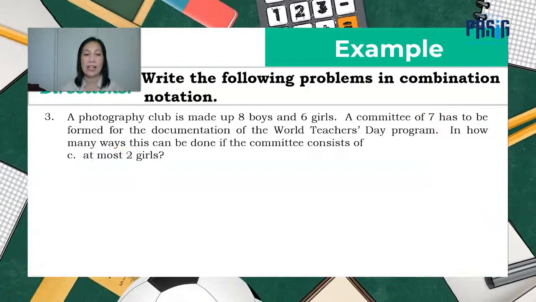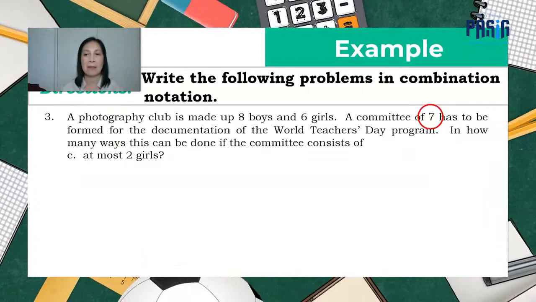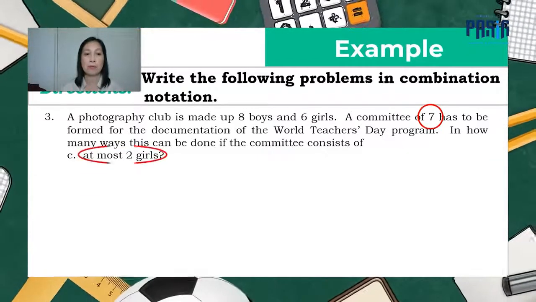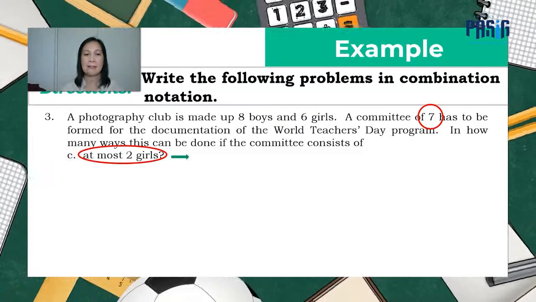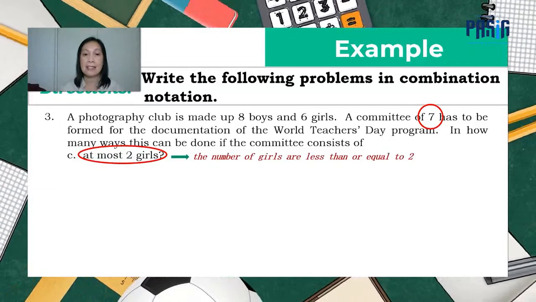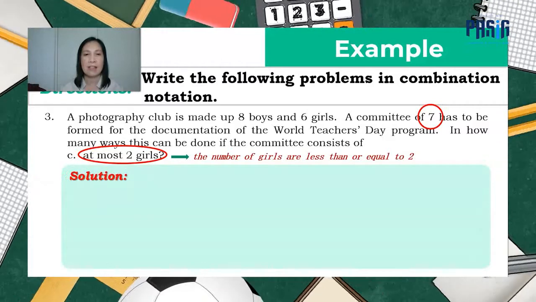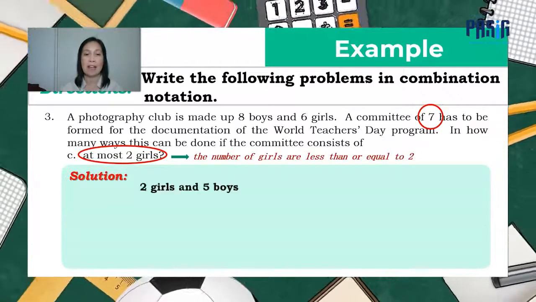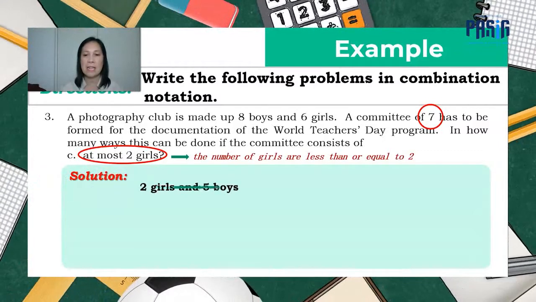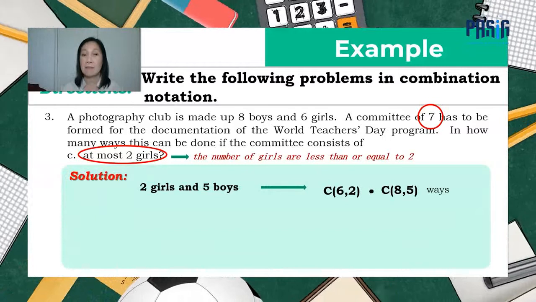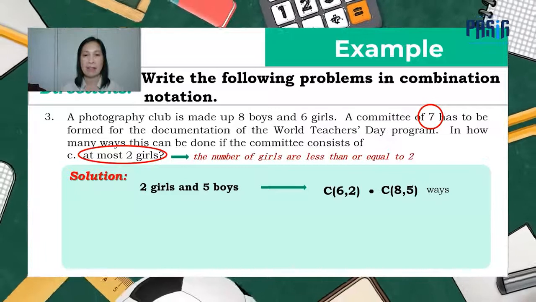Now, let's have letter C, at most 2 girls. Again, a committee of 7 members has to be formed with at most 2 girls. So, what does it mean? It means that the number of girls is less than or equal to 2. So, if there are 2 girls in a committee of 7, how many are boys? Okay, there are 5 boys. 2 girls and 5 boys can be written in combination notation as the combination of 6 taken 2 at a time times the combination of 8 taken 5 at a time.